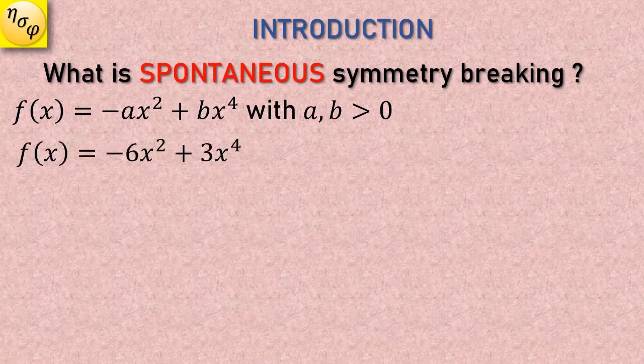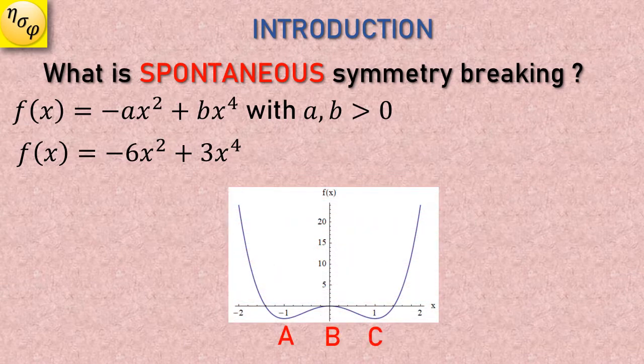The next logical step is to plot this function. We see that this graph is symmetrical with respect to the y-axis. And physicists are interested in the extremum points, which are A, B, and C. But in this case, point B is unstable, so physicists must use the most stable points, which are A or C.